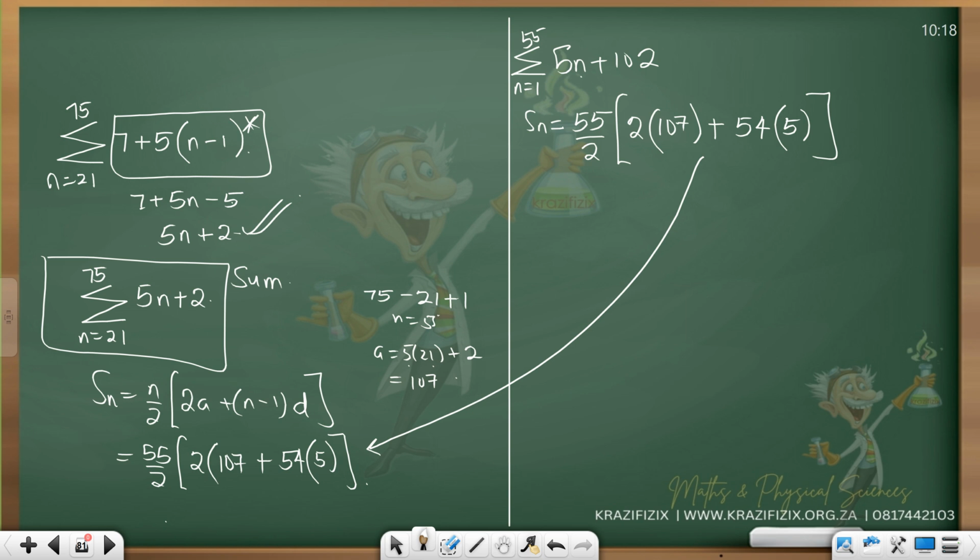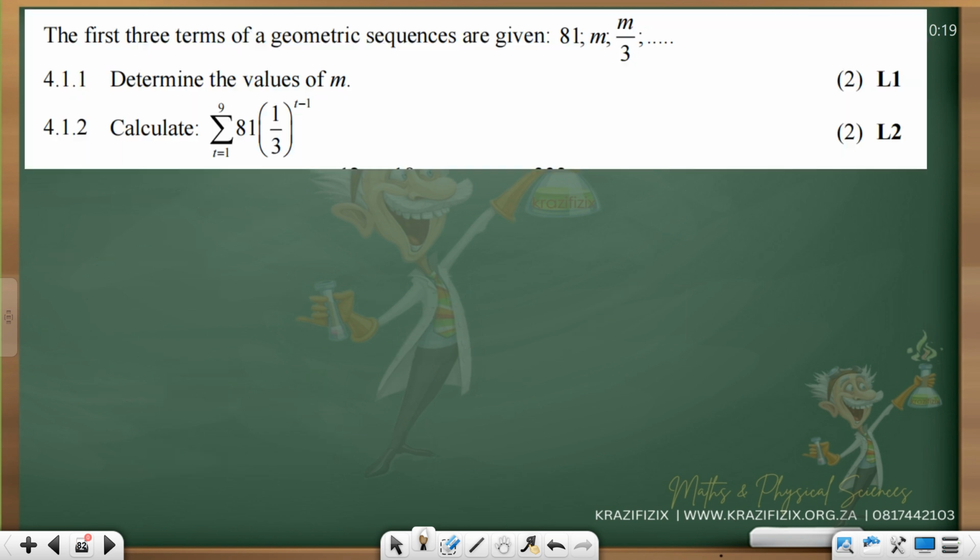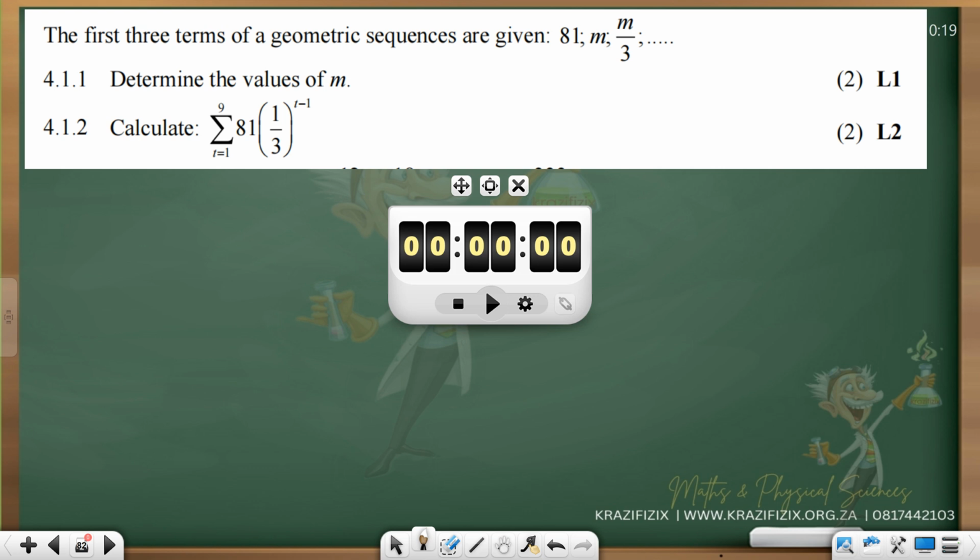Are we good? Okay, all right. So that's how we do questions, and I hope that everyone was able to see. Do you want to try this one for me? Calculate the value of m. Yes, you try this quickly for me. I'll give you 6 minutes.